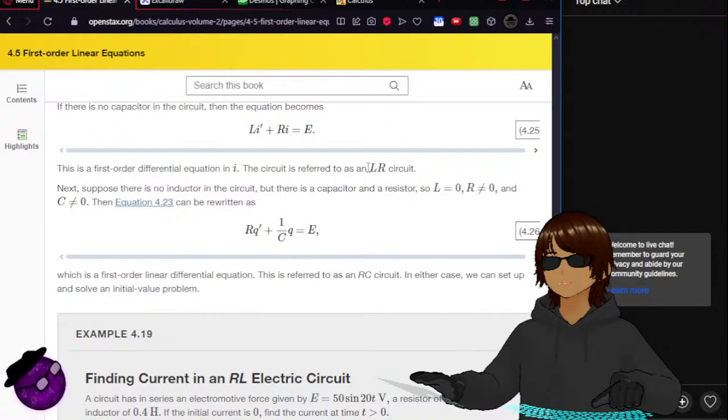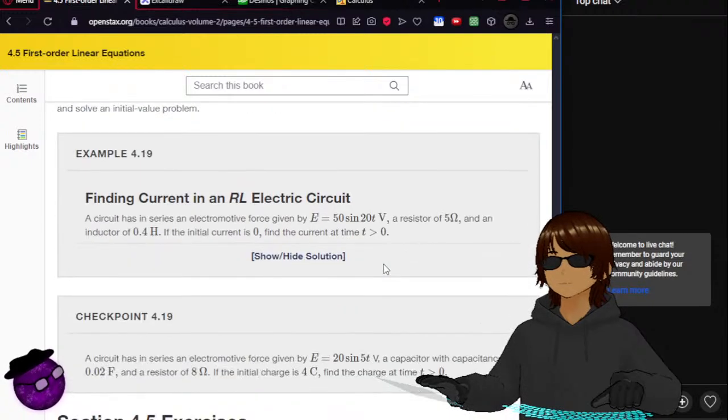RC circuit, LR circuit. Is there a CL circuit as well?